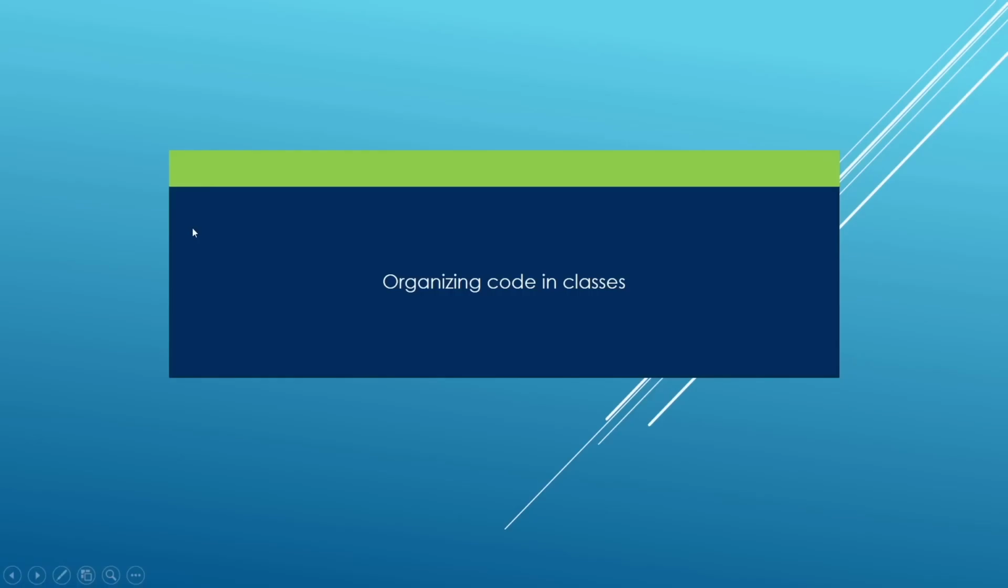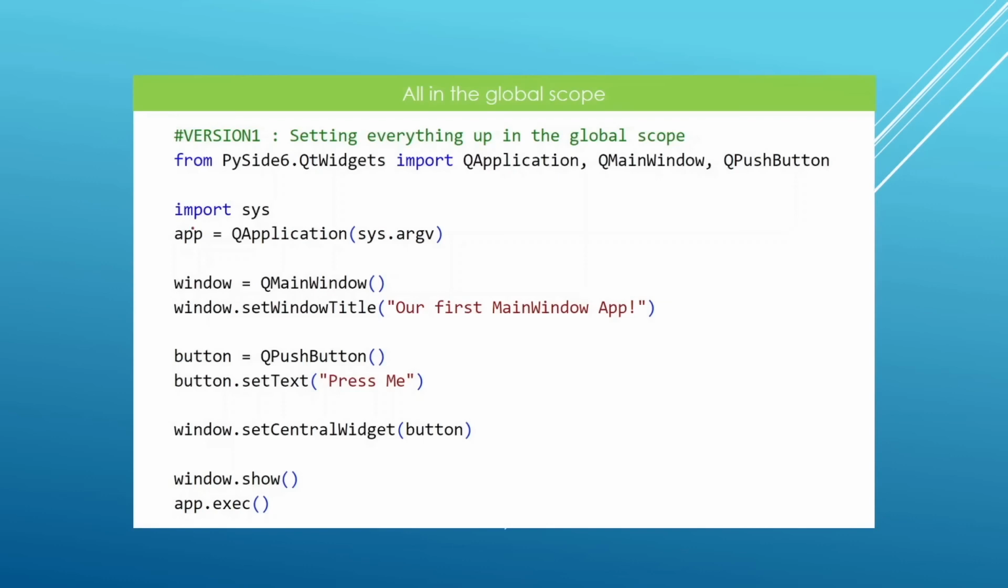In this lecture, we are going to organize the code in classes to make things a bit easier to work with. In the last lecture, we did something like this. Even if we didn't use QMainWindow, the code looks strikingly similar. And here we will be using everything in the global scope. So we will be doing things in a single file. You see, we are importing sys here to be able to process command line arguments.